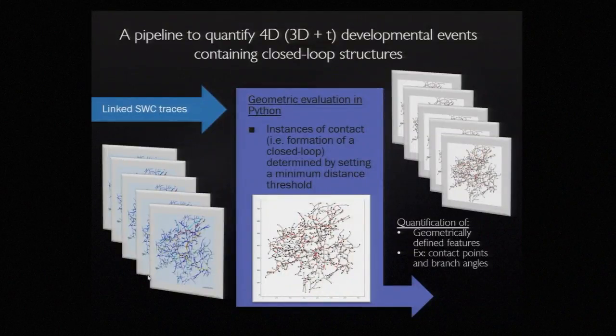So then once I have my nodes linked through time, then I can export this. And what I'm showing you here is what a 2D projection of these nodes looks like in Python. And then in Python, I have my geometrically defined features, and then I can extract them and in that way analyze a whole arbor at once. So this is very much ongoing. It'll be the next 2 years of my PhD.